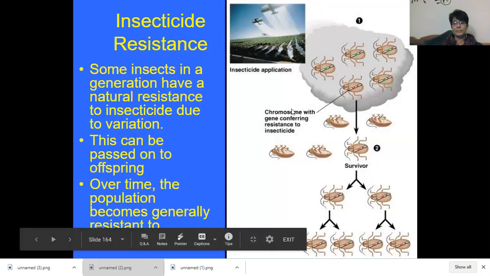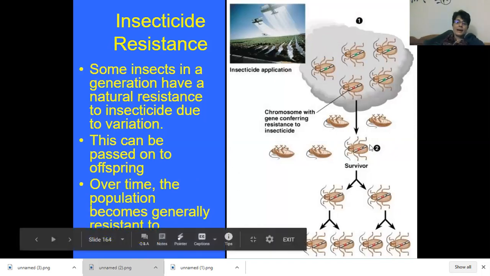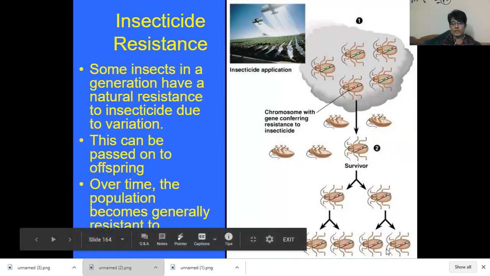So now some insects might have a gene, there we go, that makes them resistant to the insecticide. So these guys have died out because they're killed by the insecticide from the crop sprayer. And now you've got this bug that has, by chance, a mutation of its gene, and now it is resistant to the insecticide. So you end up with a population that is different to the original one.